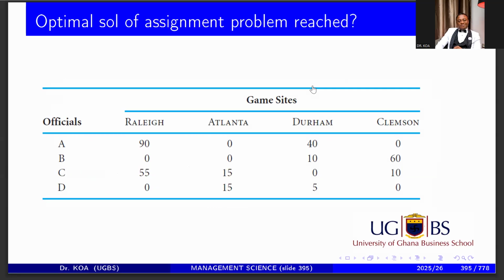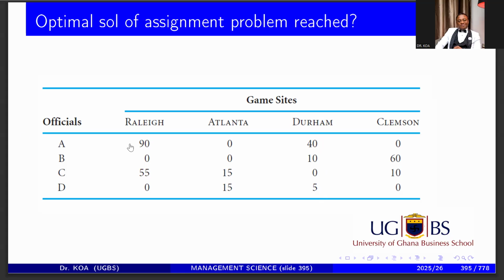Okay. And look at it. If you look here, Team A, you have 90 and you have 40. Now, the temptation will be that you assign Team A to 40. But if you assign Team A to 40, you're making a big mistake. Why? Because there are other smaller values here for Durham. Because once you assign Team A to Durham, no other team can go to Durham. Okay. So once you see smaller values there, you don't assign.